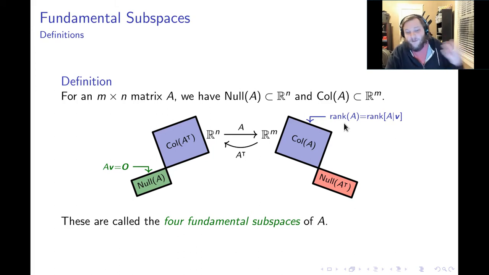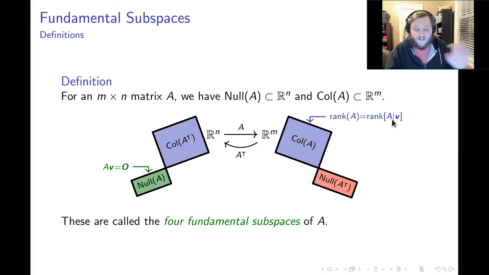The Rouché-Capelli theorem essentially tells us that we should check the equation rank of A equals the rank of A augmented with v. So we augment A with v, and we do the row reductions, and we look at whether or not there's a pivot in the augmented column. If there is a pivot, that means v is not in the column space, and if there's no pivot in the augmented column, that means v is in the column space.